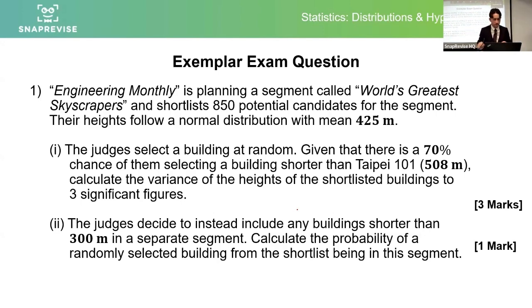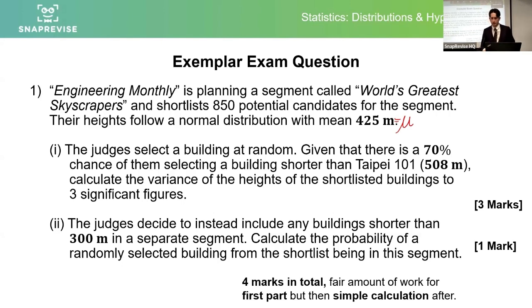Okay, so for this one, lots going on here. So yeah, just to reiterate, with the normal distribution, that Z equals X minus mu over sigma, that is the transformation to take you from any normal distribution to the standard normal. Right, this question here, Engineering Monthly, is planning a segment called World's Greatest Skyscrapers, and it shortlists 850 potential candidates. Their heights follow a normal distribution with mean as 425. So immediately we can say mu is 425.